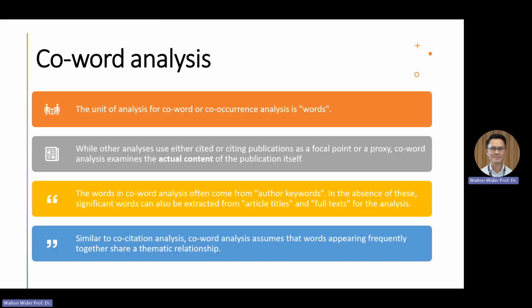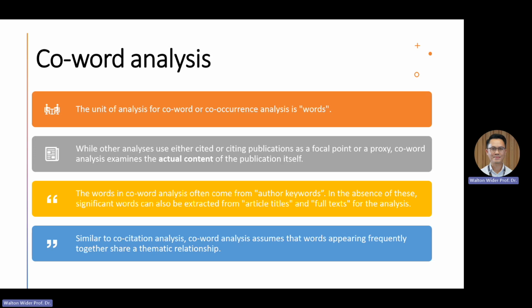The next one is co-word, or another word for it is co-occurrence analysis. In the literature, the co-word and co-occurrence terms are used interchangeably, but they are the same. The primary unit of analysis is words.